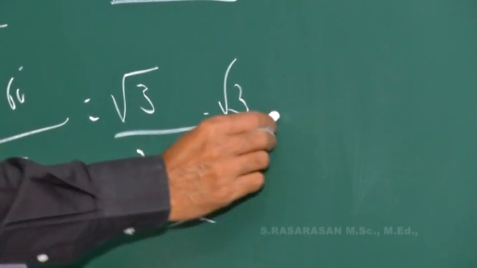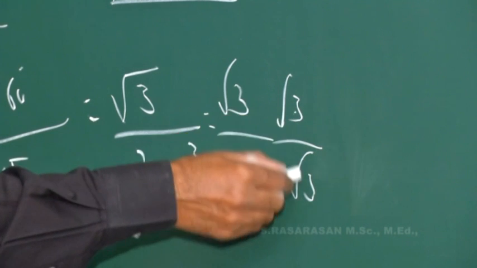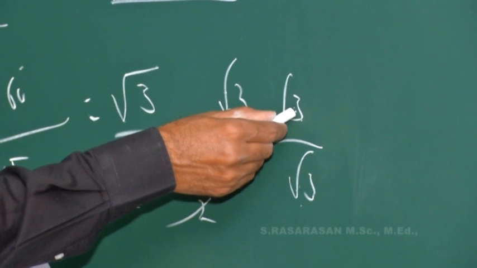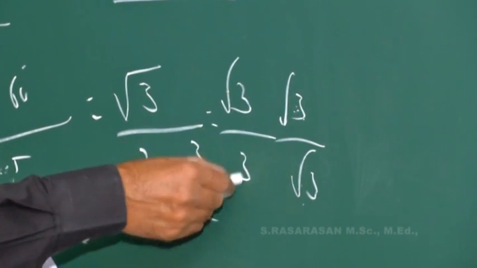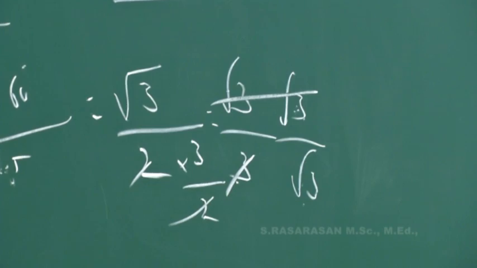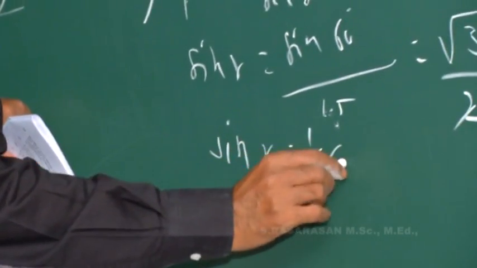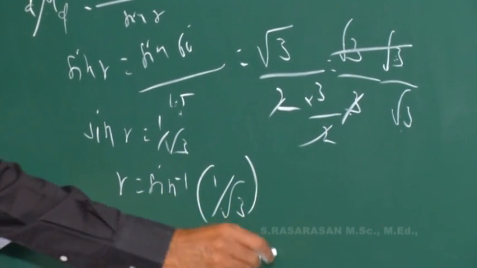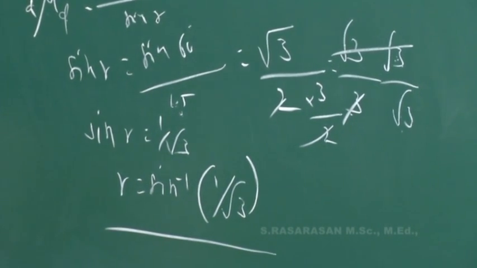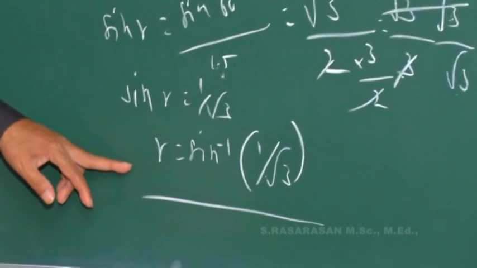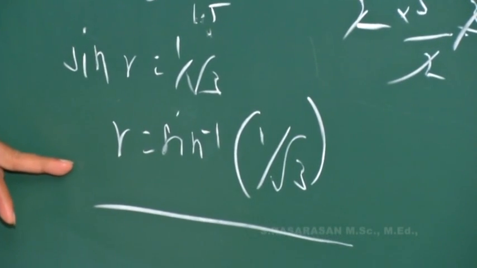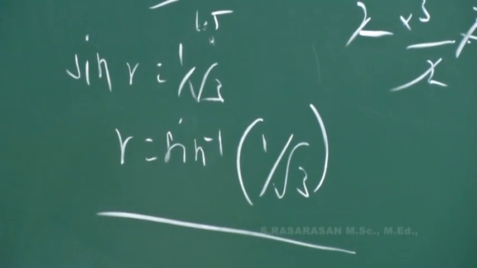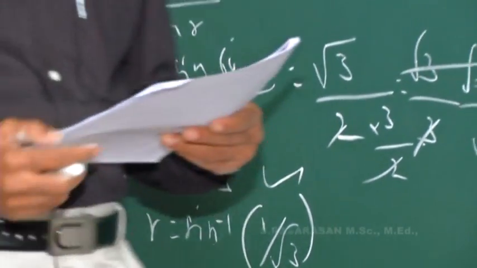Let us simplify this. Put a √3 on top and a √3 at the bottom, no harm, same number. √3 × √3 is 3, and the 3s cancel. What is the rest? Sin r is equal to 1 by root 3. R is equal to sin inverse of 1 by root 3. We cannot simplify further. So let us see the options. First, 30 degree, no. B, sin inverse of 0.75, no. Third option, sin inverse of 1 by root 3, yes. Option C is correct.